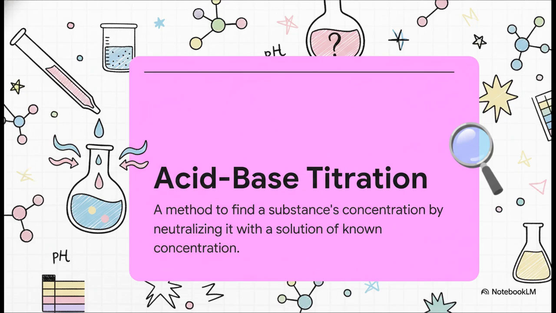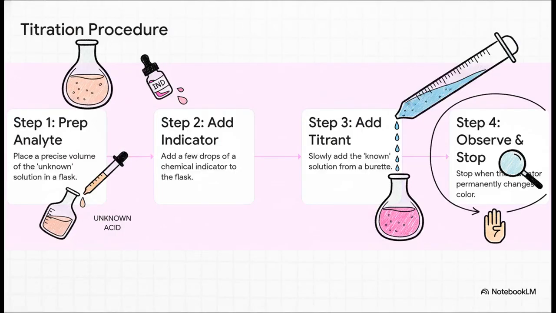Pretty clever, right? And the procedure itself is super methodical. Step 1, you take a very precise amount of your unknown solution. We call that the analyte, and put it in a flask. Step 2, you add just a couple drops of something called an indicator. We'll get to that in a sec. Step 3, you use this long glass tube with markings on it called a burette to slowly, drop by drop, add your known solution, the titrant. And finally, step 4, you stop the instant that indicator tells you the reaction is done.